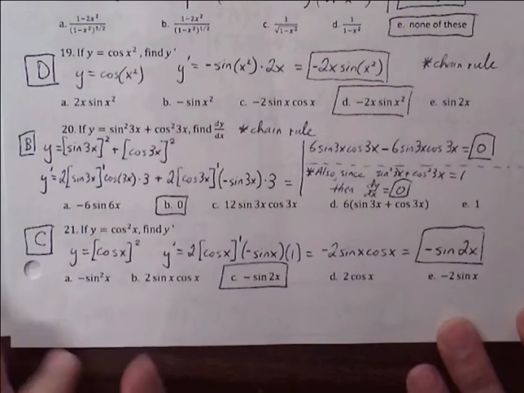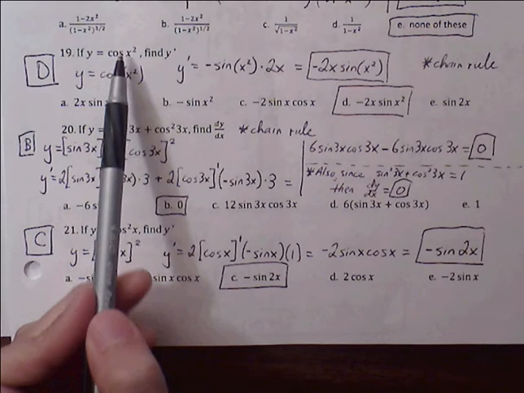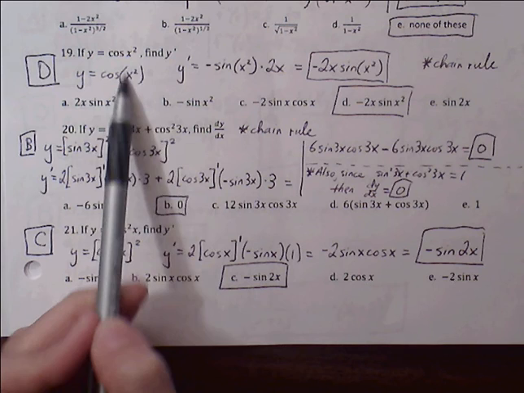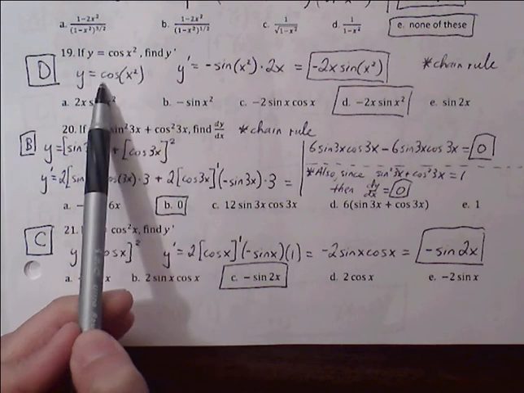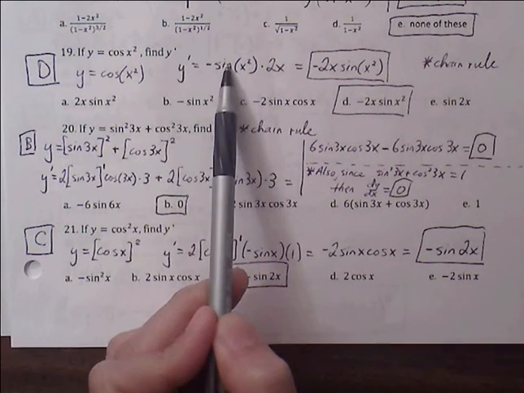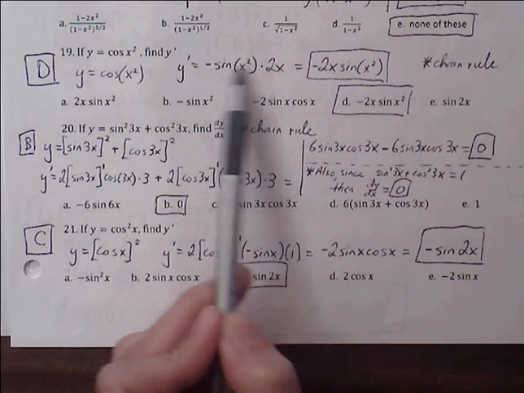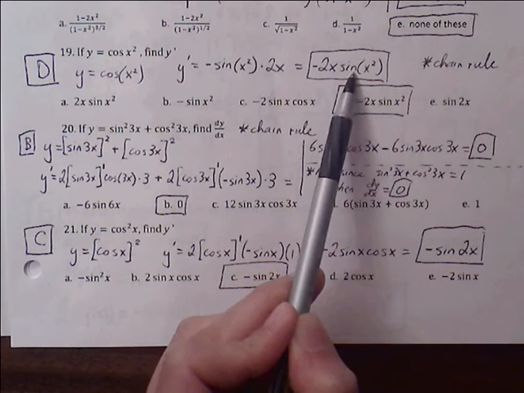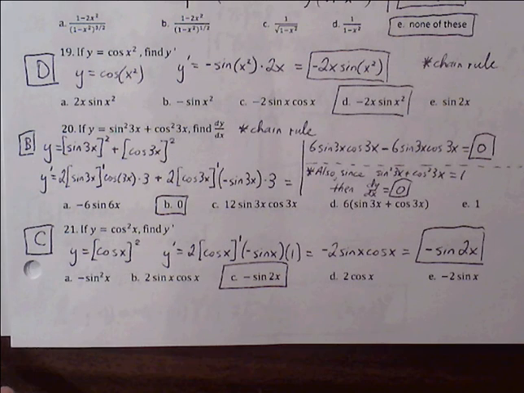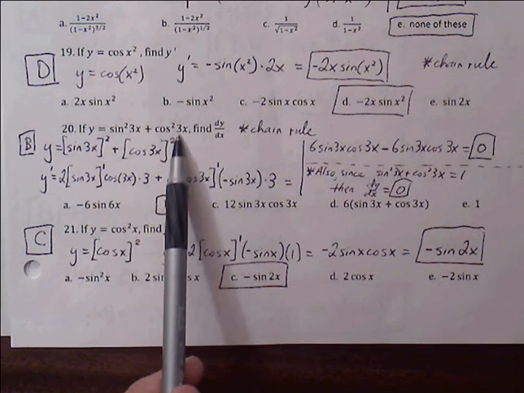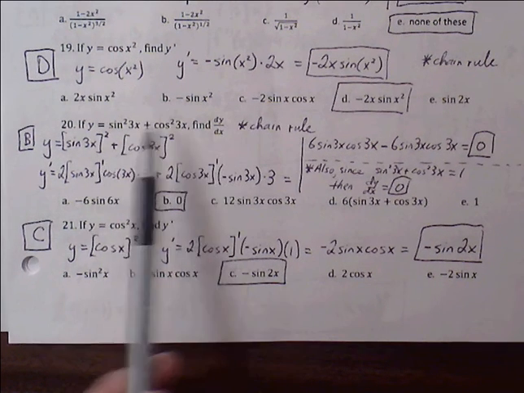Number 19, cosine of x squared, find y prime. x squared, only the x is squared, okay, so it's within this u value. So the derivative for cosine of u is negative sine of u times u prime. x squared becomes 2x. So we just bring that out in front. Negative 2x sine x squared. Answer choice D. Okay, number 20, sine squared 3x plus cosine squared 3x, find dy/dx.